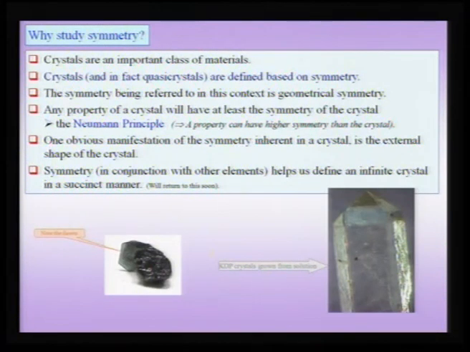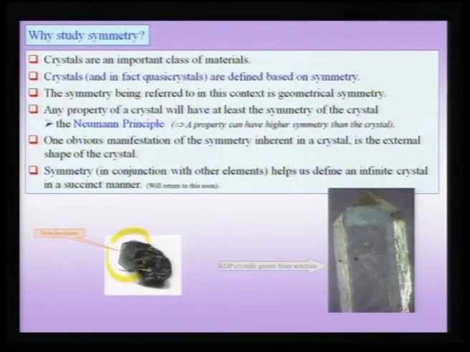The first question, of course, we should ask ourselves is, why study symmetry? Now, suppose I look at a well-grown crystal, and on the bottom there are 2 crystals which are shown here, one on the left hand side and one on the right hand side. The one on the right hand side is a potassium diphosphate crystal grown from solution, and immediately you notice the beautiful symmetry of the external faces which are forming. And this is one of the important characteristics of well-grown crystals, that they have an external symmetry or an external shape or a form which is well defined.